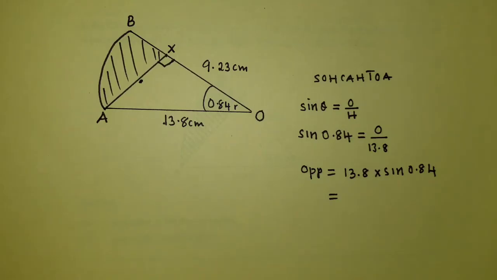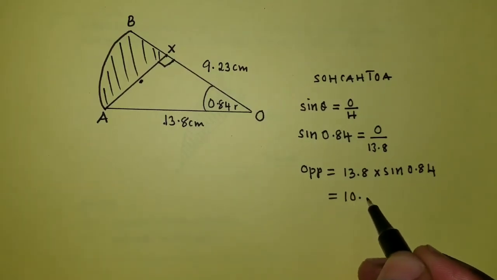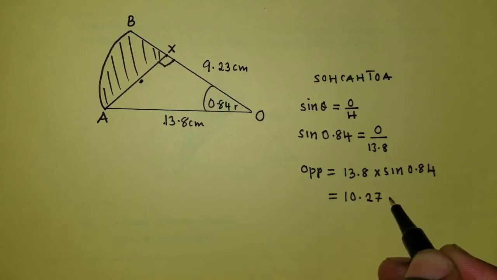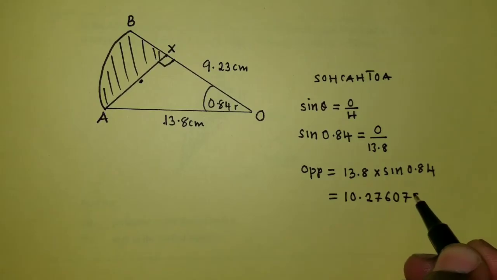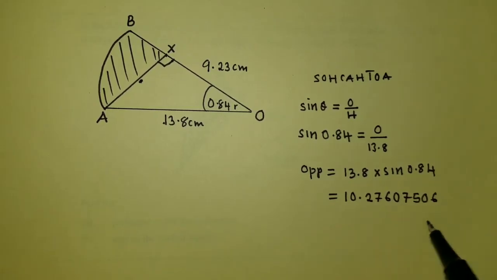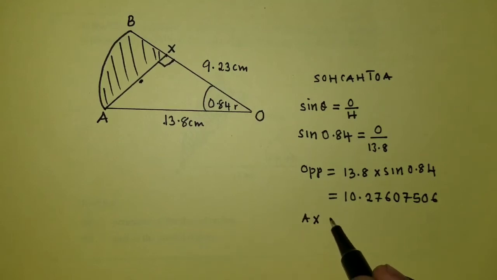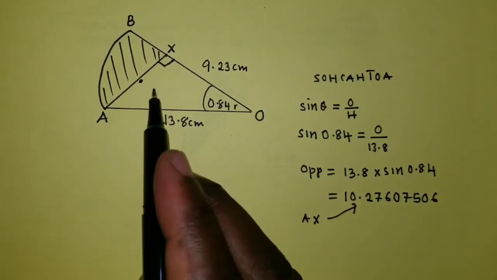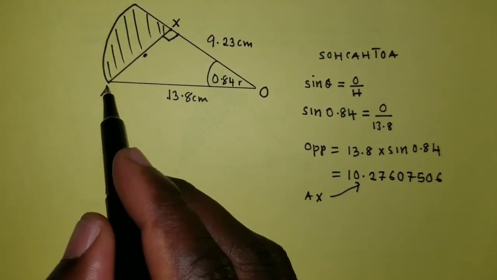13.8 times sine 0.84. Make sure your calculator is in radians. Okay, it's supposed to be in radians. So we're getting 10.27607506. So our AX is what we found here.